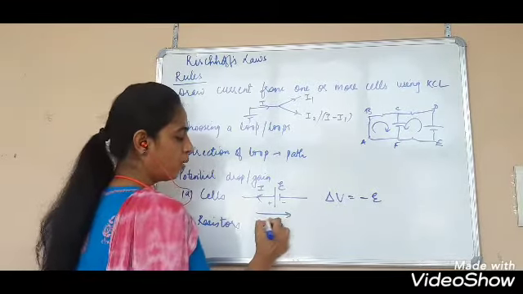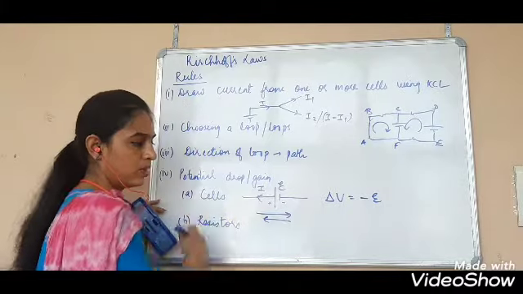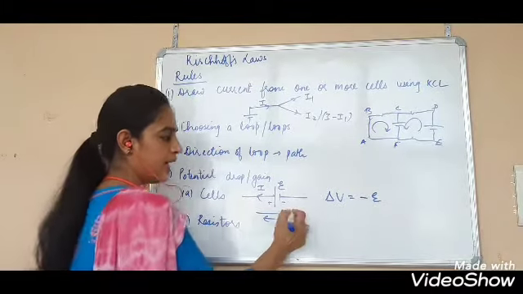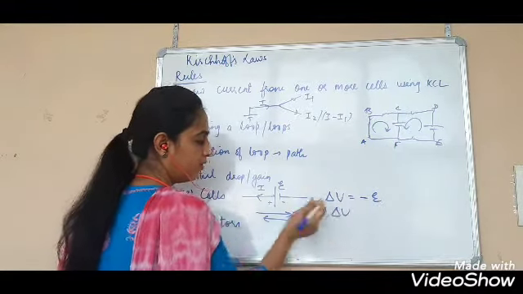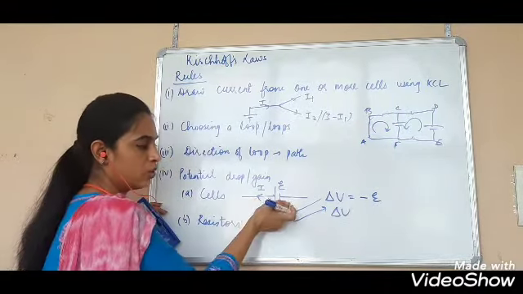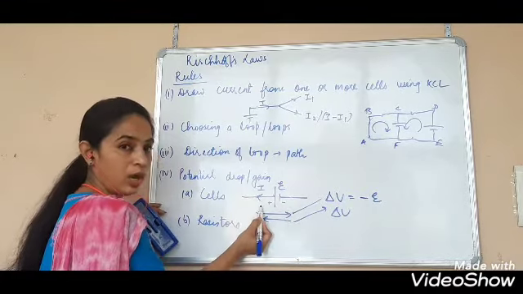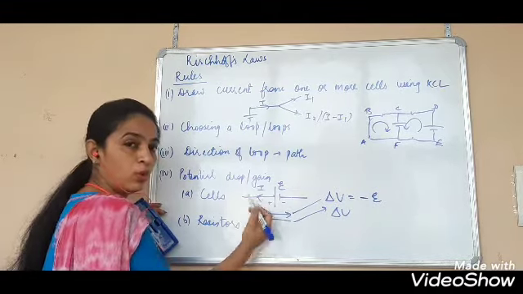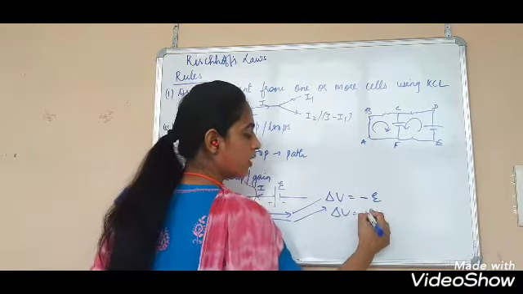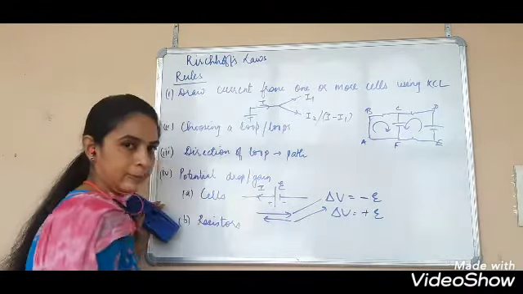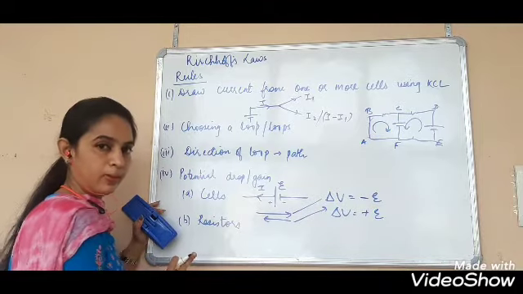For example, your path is anti-clockwise. You're going like this. For an anti-clockwise path, you're going from lower potential to higher potential. While going from lower to higher, there is a potential gain, a potential rise. So delta V will be equal to plus E. Okay, these two points you have to remember.